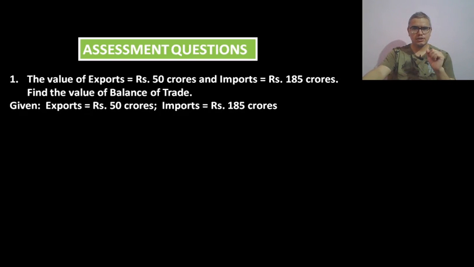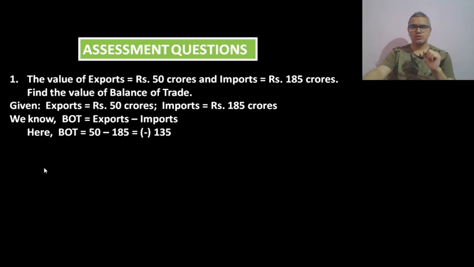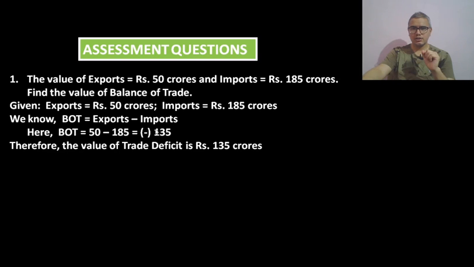Okay, so here we see in this question itself, the value of export is 50 crores and import is 185 crores, and we know the formula for calculating balance of trade is exports minus imports. So easily we can find out the balance of trade, that is BOT equals exports minus imports. We get minus 135. Whenever we have this minus sign over here, it means that there is trade deficit.